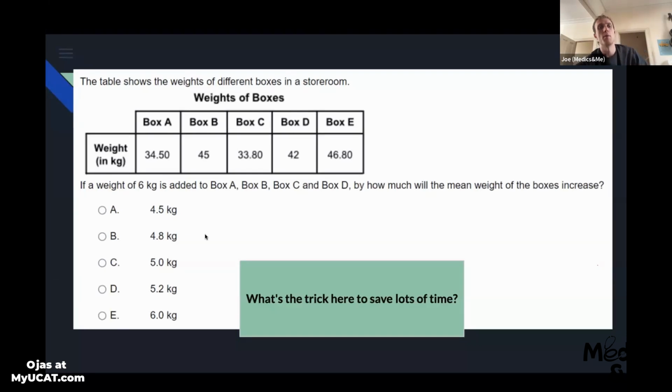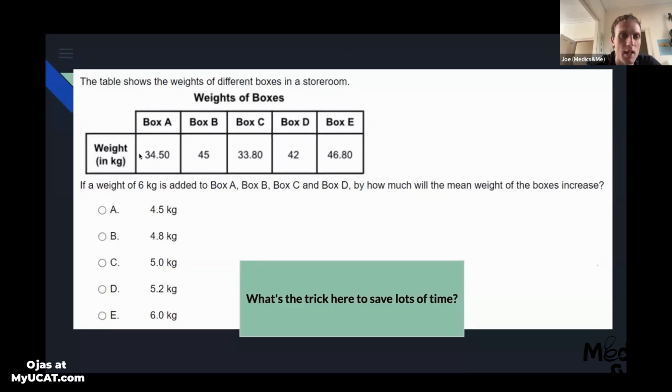Fantastic. Thank you. So I think lots of people have sent answers in, and many people are saying E, and that's correct. So how do we get there? When you first look at this question, it could be your instinct to work out how much the mean weight will increase.